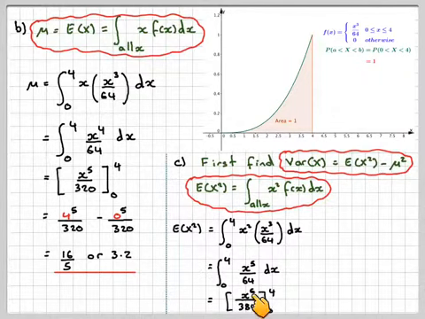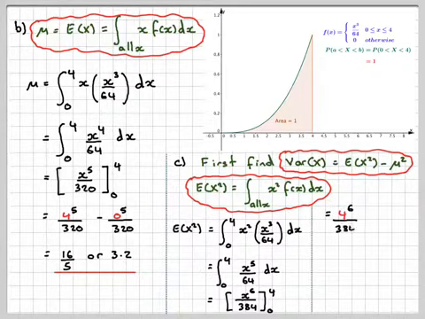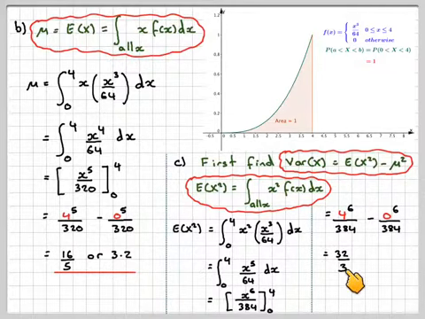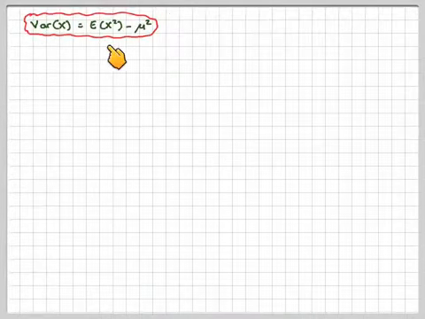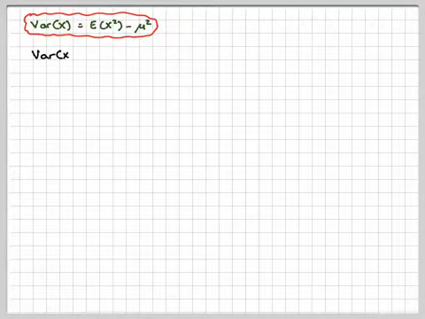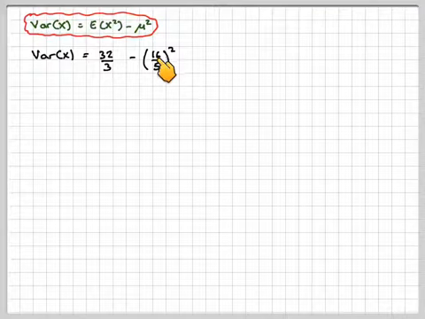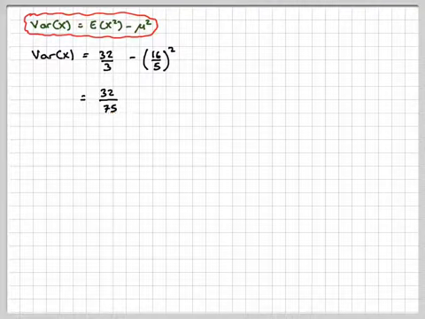Integrating, we get x to the 6, and then 6 times 64 is 384, between 0 and 4. Putting in the limits, we get 4 to the 6 over 384 minus 0 to the 6 over 384, which gives 32 over 3. That's just finding E of x squared. The variance of x is E of x squared minus the mean squared, so it's going to be 32 over 3 minus 16 over 5, all squared. That gives you 32 over 75.